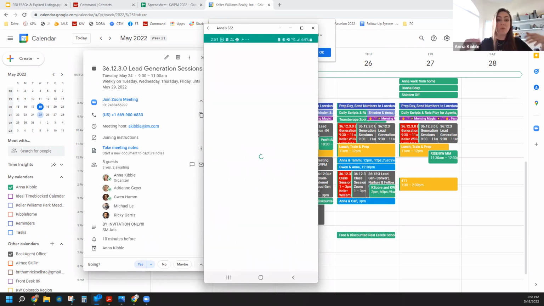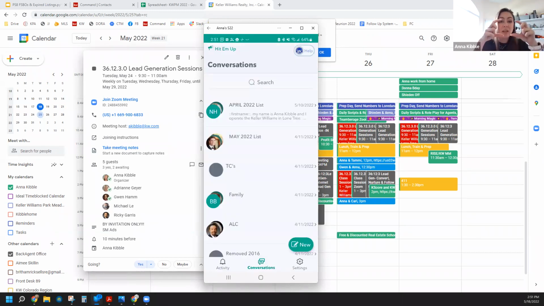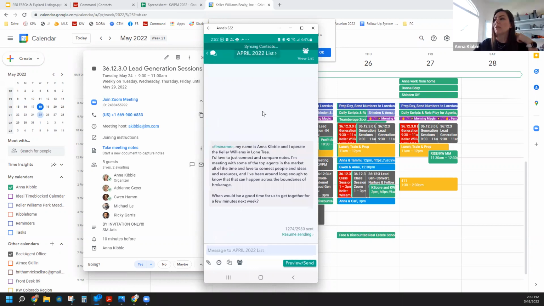Hit 'em Up works with my Google contacts. So what I do is I create a group of contacts inside of Google Contacts. And these are some of my prospecting lists. And so you'll see how I use it. I'm going to do it live here with you guys. So it's no secret. A piece of what I do is recruiting. And so I work with other agents and I prospect to them to see if they might want to meet with me and have a conversation about Keller Williams. And so this is one of those lists.